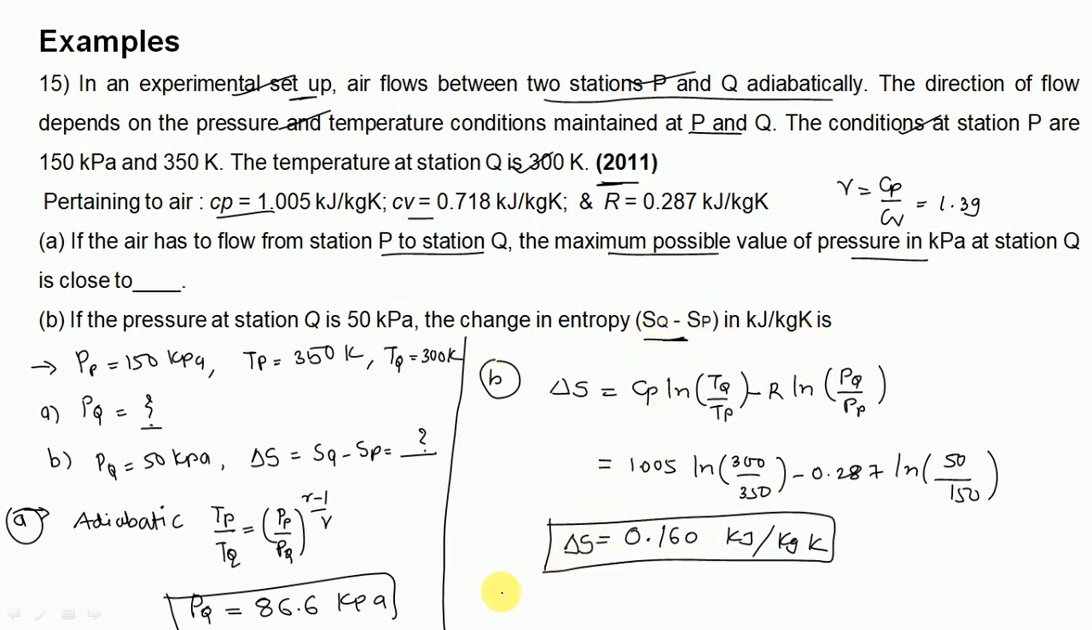So here it is an adiabatic equation. We are using T2 by T1 equals (P2 by P1) to the power gamma minus 1 upon gamma, which equals (V1 by V2) to the power gamma minus 1. The same relation we are using here.